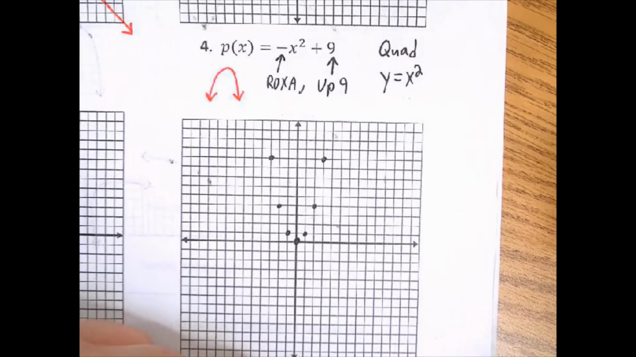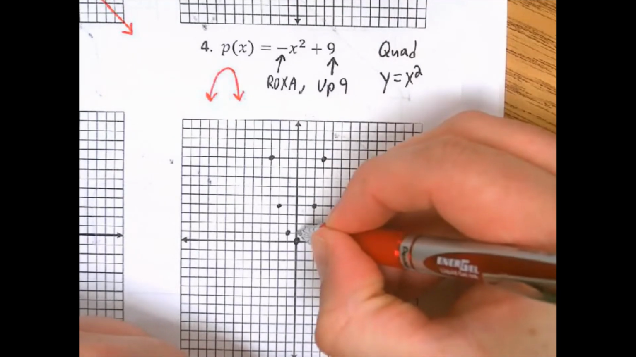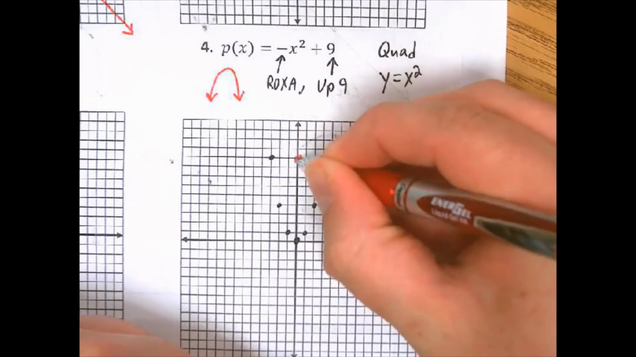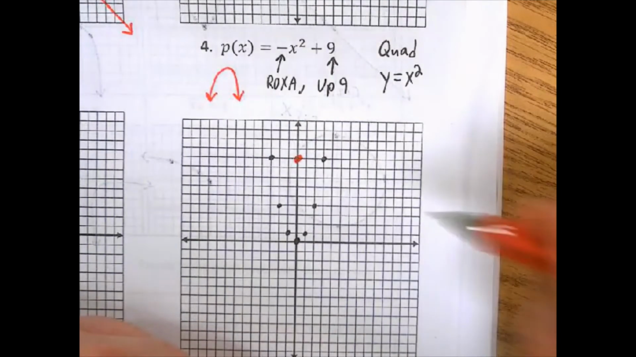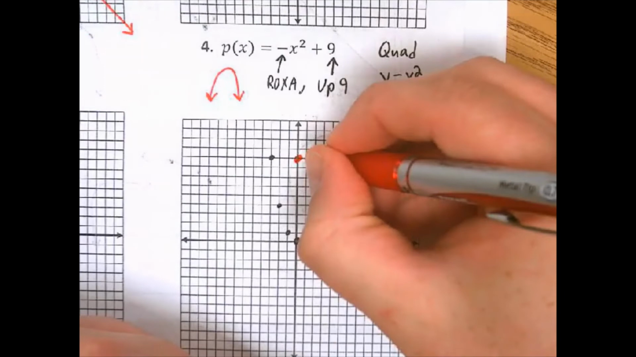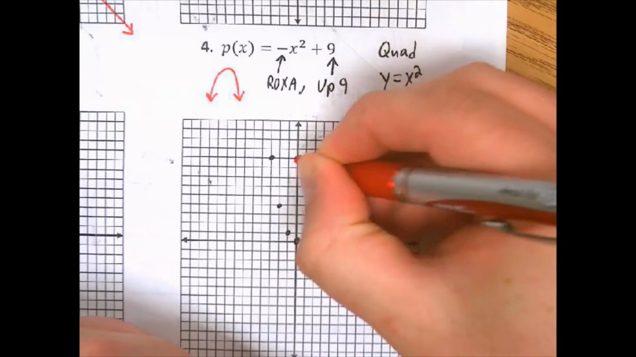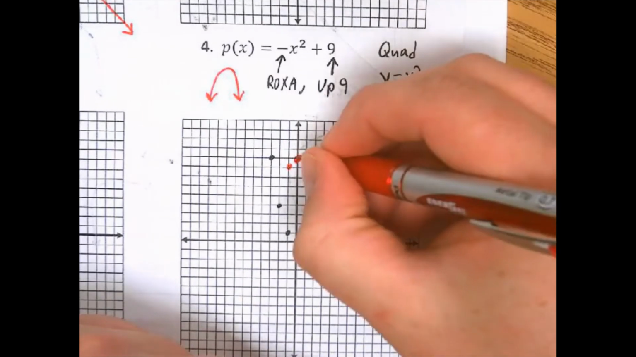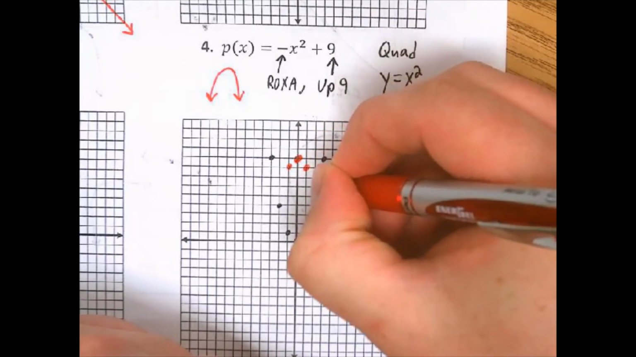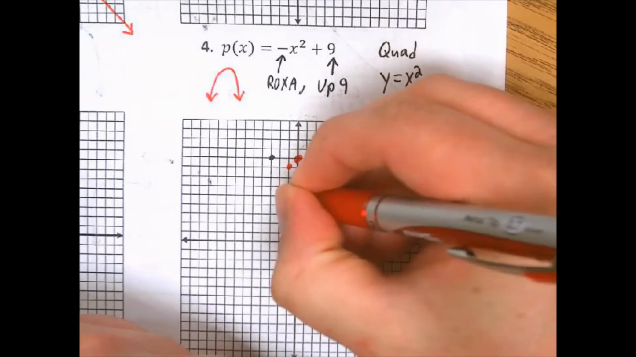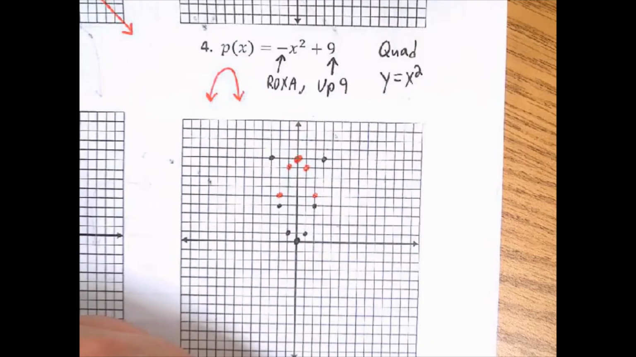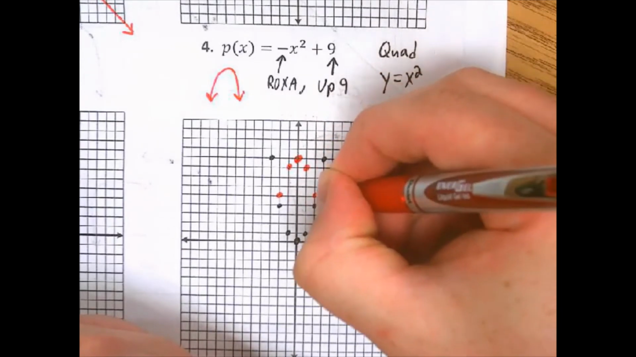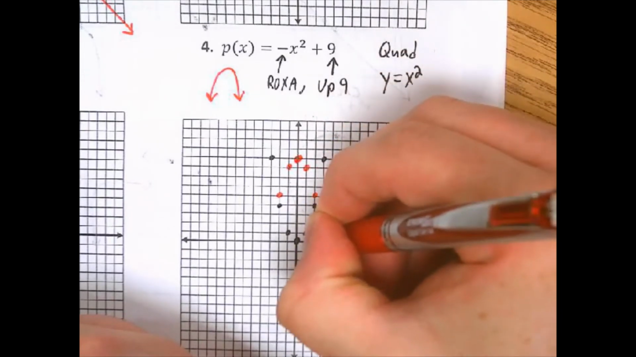Okay? So I'm going to take the vertex up 1, 2, 3, 4, 5, 6, 7, 8, 9. And then I'm going to graph the pattern downward. So over 1, down 1 on both sides. Over 2, down 1, 2, 3, 4, because 2 squared is 4 on both sides. 3 squared is 9. 1, 2, 3, 4, 5, 6, 7, 8, 9.